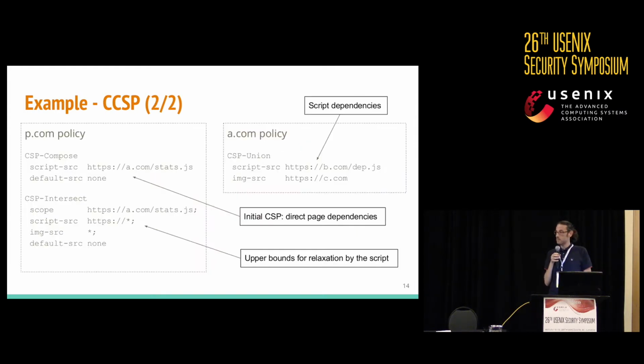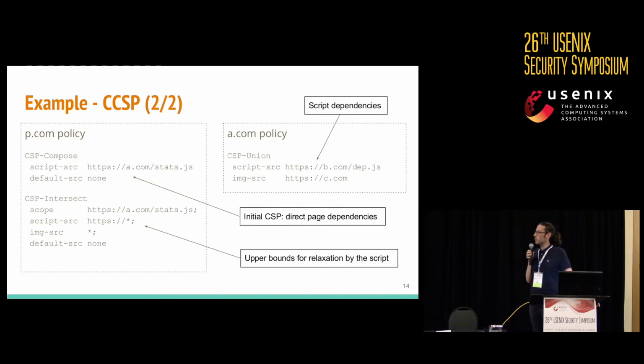So concretely, we can have a look at how the two policies look like. So in the policy of p.com, you can see the use of two different headers. We have the CSP compose header, which essentially tells you what is the initial content security policy of the page. As you can see, the policy here is very, very simple, because initially I only have to load something from a.com, and in particular a script, which is called stat.js, and nothing more. And this is what is whitelisted by the initial policy of the page.